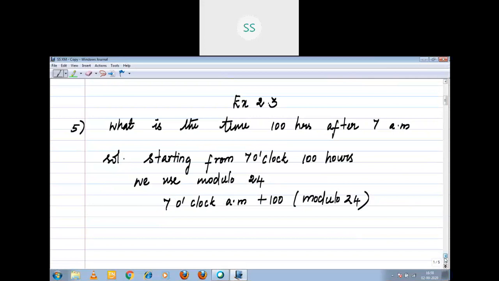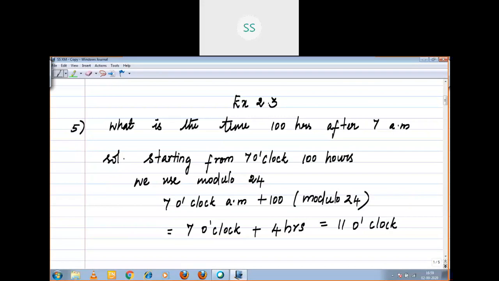4 times. What is the remainder? Anyone? What is the remainder for this? 24 times 4 is 96. The remainder is 4. So 7 o'clock plus the remainder 4 is equal to 11 o'clock. The remainder we are going to consider.